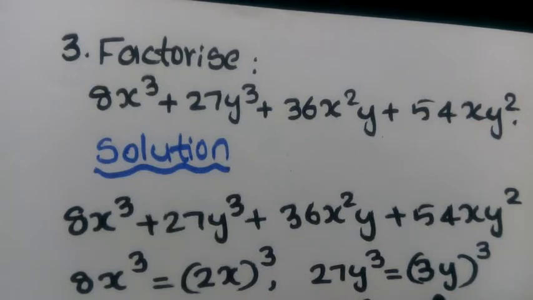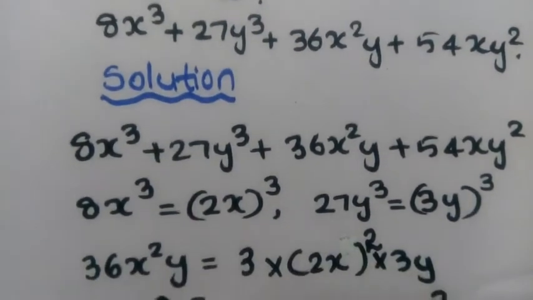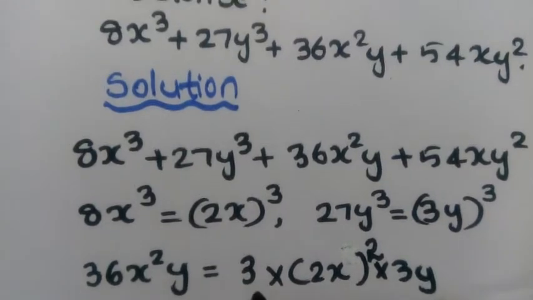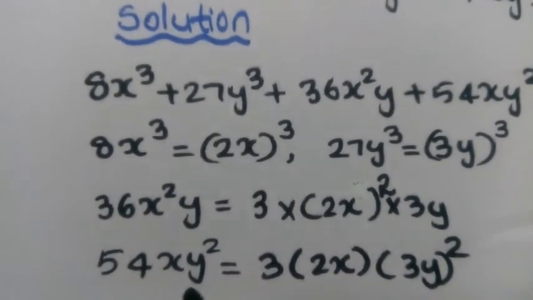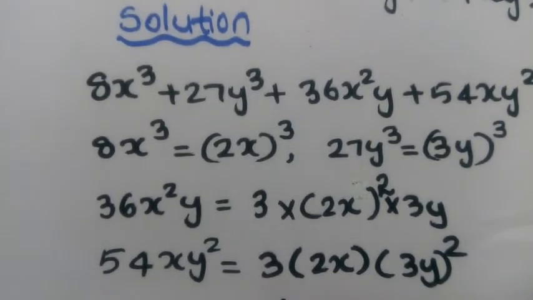So we can split 36x square y as. Now we have a cube and b cube. Next we need 3a square b. So 36x square y is equal to 3 into 2x the whole square into 3y. And next we need 3ab square. So 54xy square is equal to 3 into 2x into 3y the whole square.